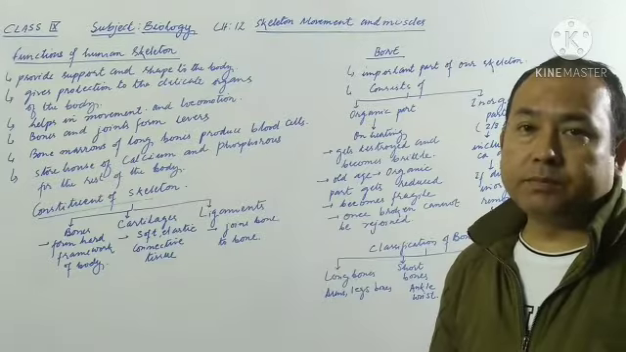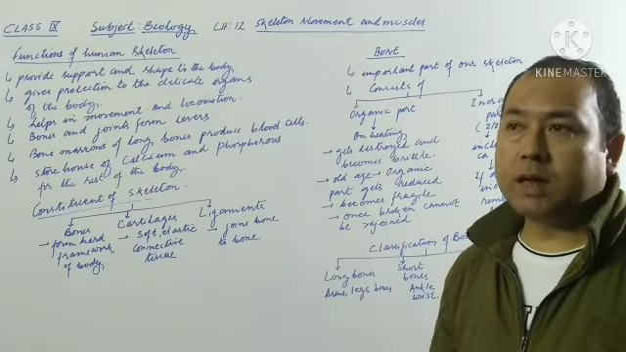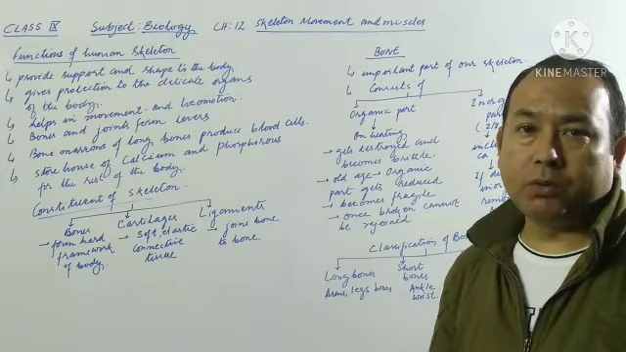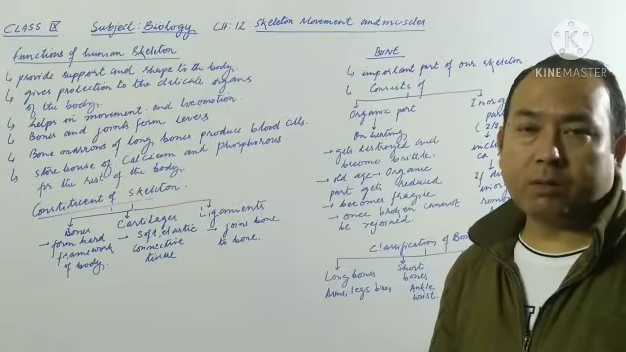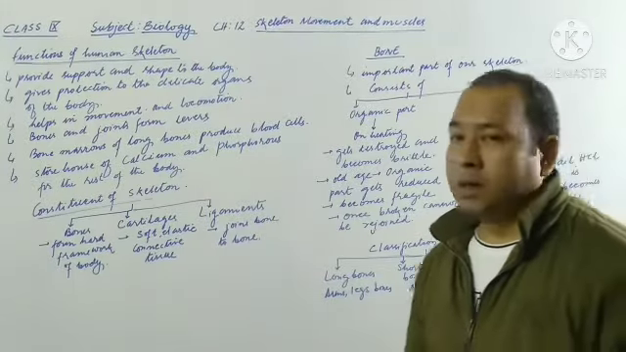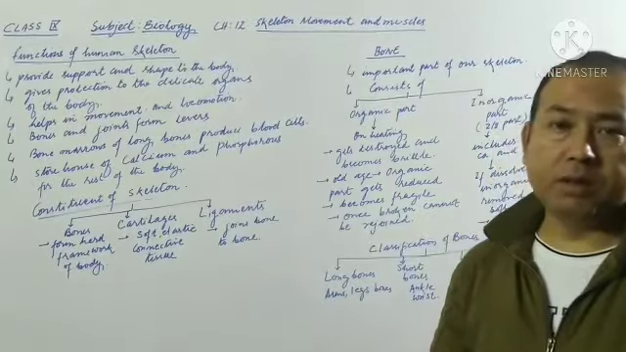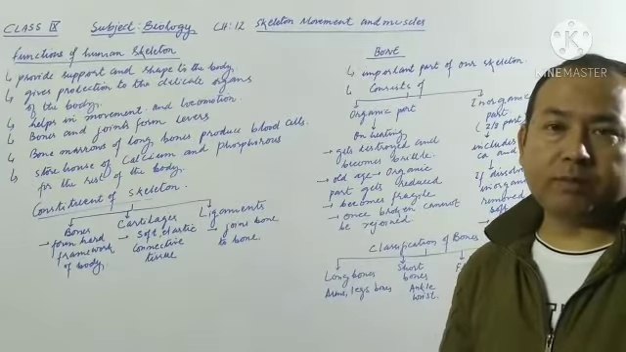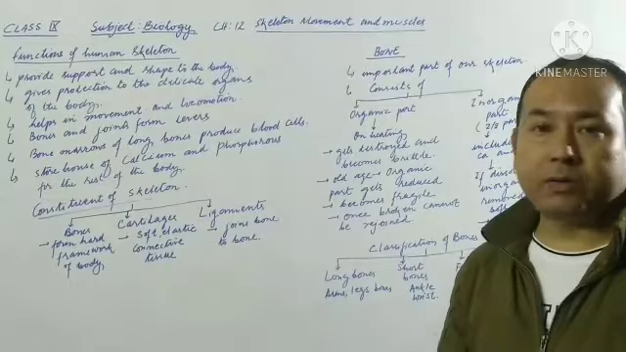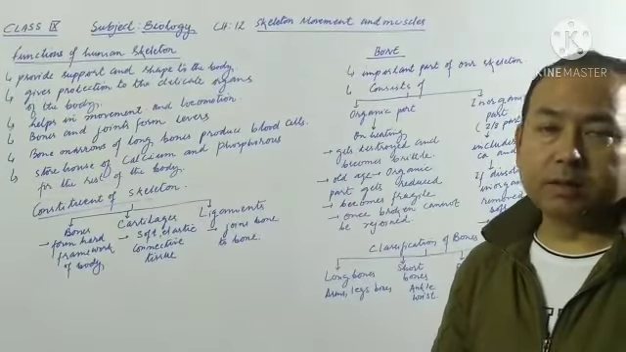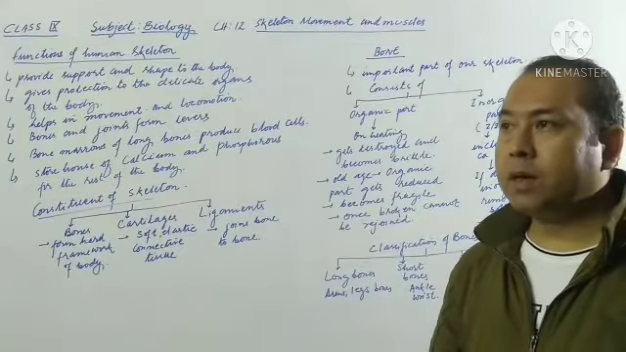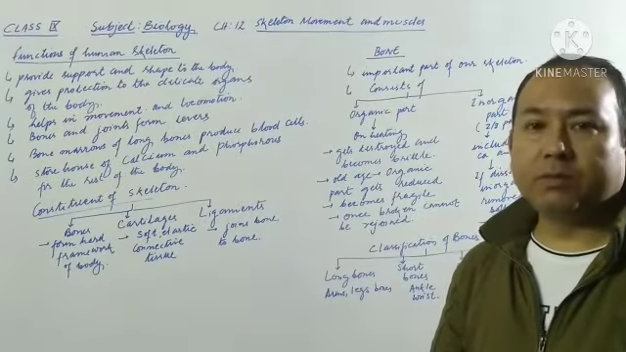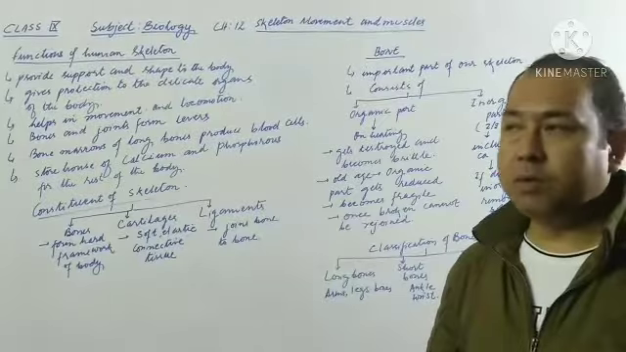About the skeleton, when the word skeleton comes, we usually think about the bone. Bone is the main part of the skeleton, which forms the skeletal framework of the body. In animals we find two different types of skeleton, that is exoskeleton and endoskeleton. Exo means outside, endo means inside. Both types of skeleton are found in human beings.